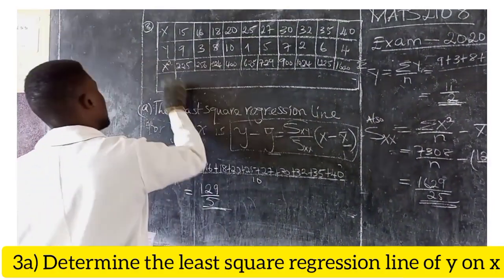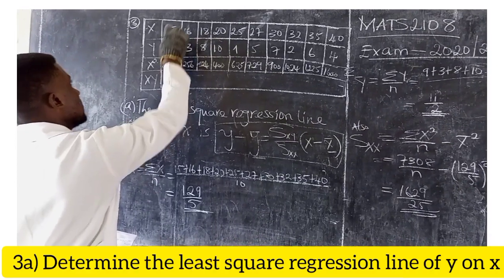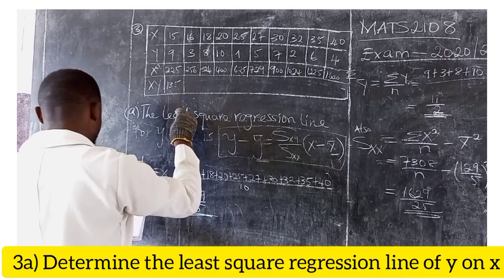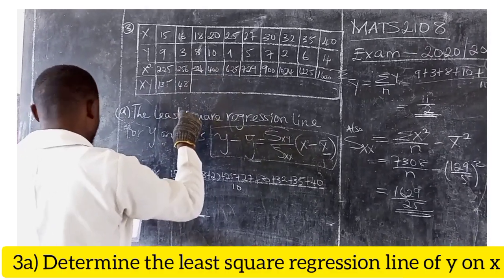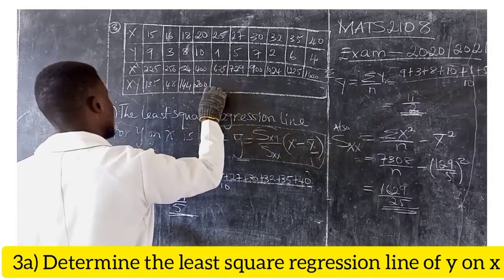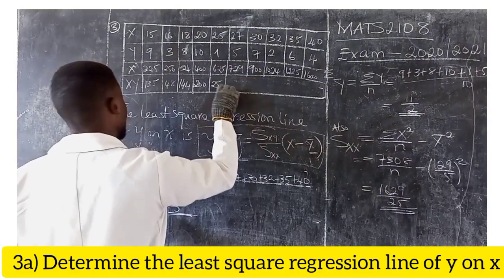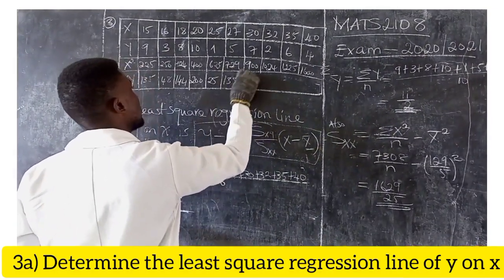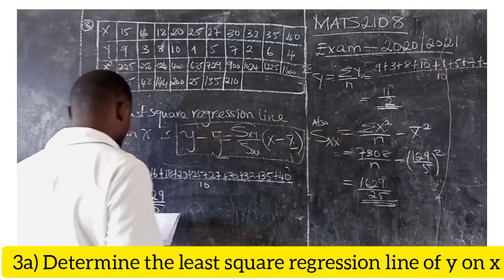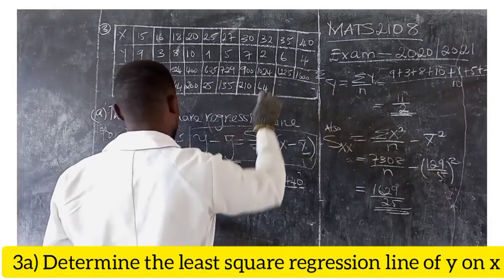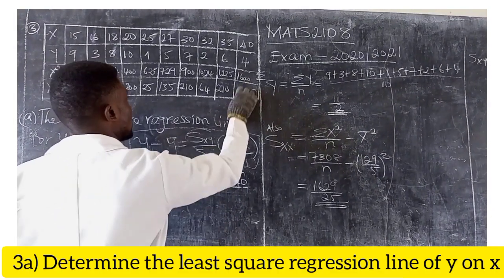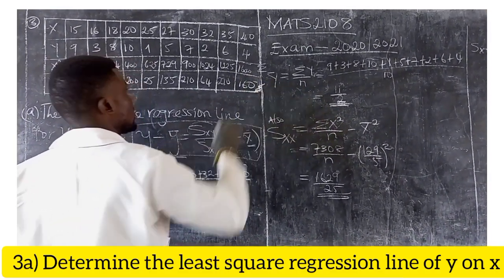we can determine that xy simply means we multiply these two. If we multiply, it gives us 135. The other one gives us 48. The other one gives us 144. The other one gives us 200. The next one gives us 25. The next one gives us 135. The next one gives us 210. The next one gives us 64. The next one gives us 210. And the last one gives us 160. We now add everything.